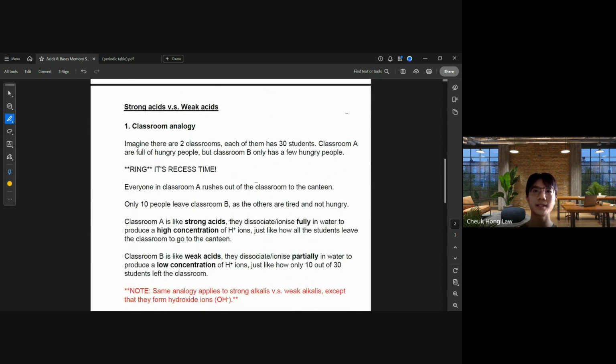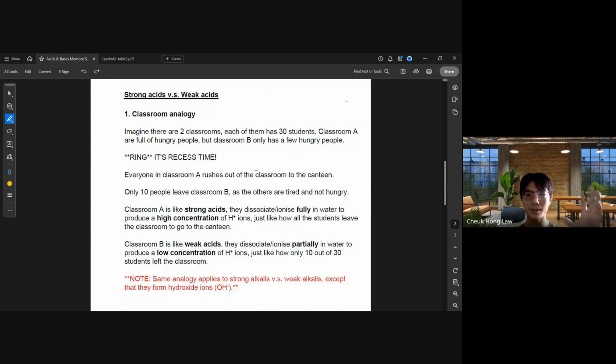Let's talk about strong acids versus weak acids now. Think about this. Imagine there are two classrooms, and each classroom has 30 students. Classroom A is full of hungry people, but classroom B only has a few hungry people. The bell rings for recess time. Everyone in classroom A rushes out of the classroom to the canteen, because everyone is very hungry. They want to quickly go to the canteen and eat their favorite noodles or rice. And then only 10 people leave classroom B, because only 10 people in classroom B are hungry.